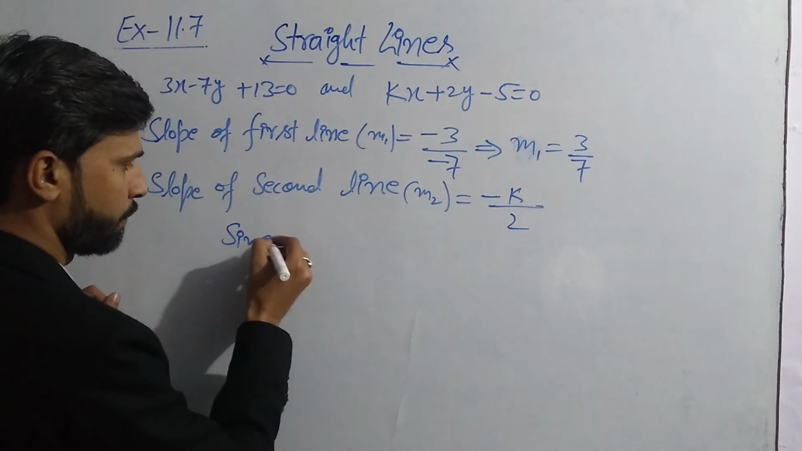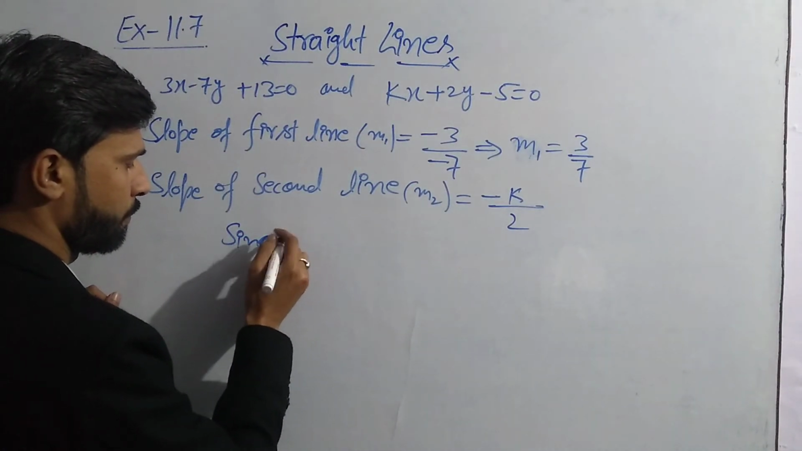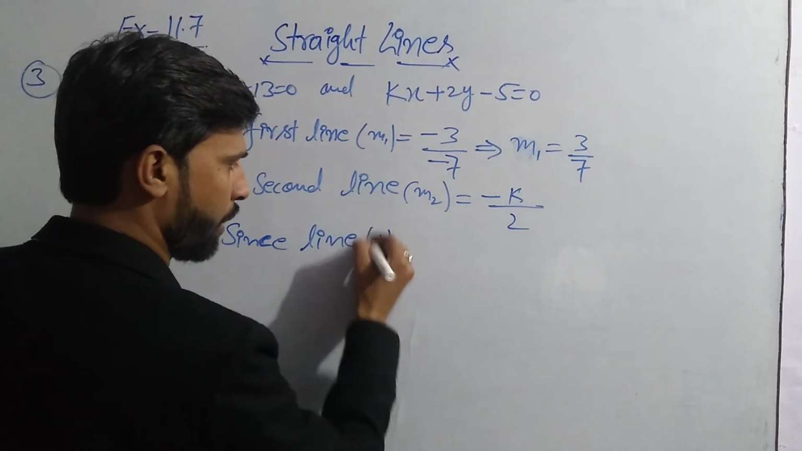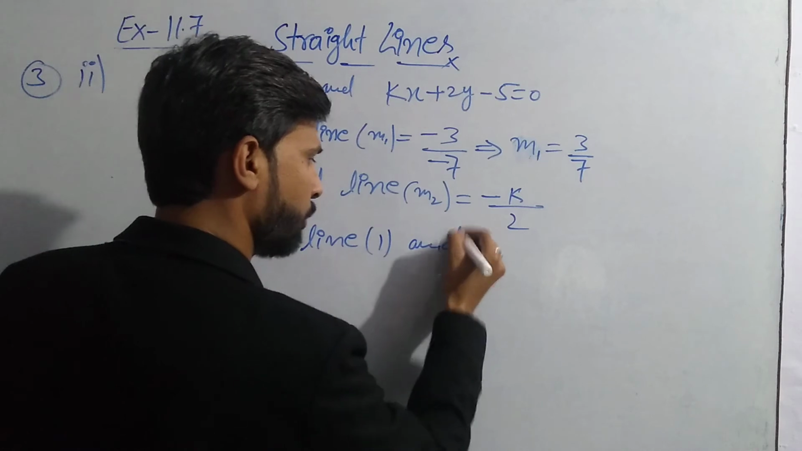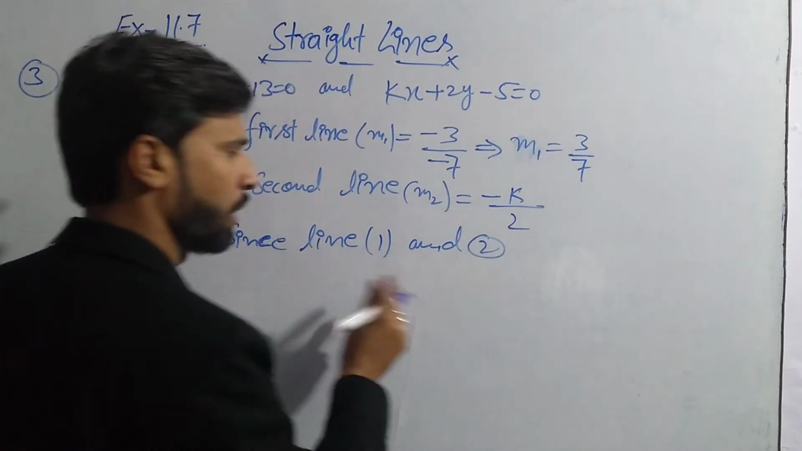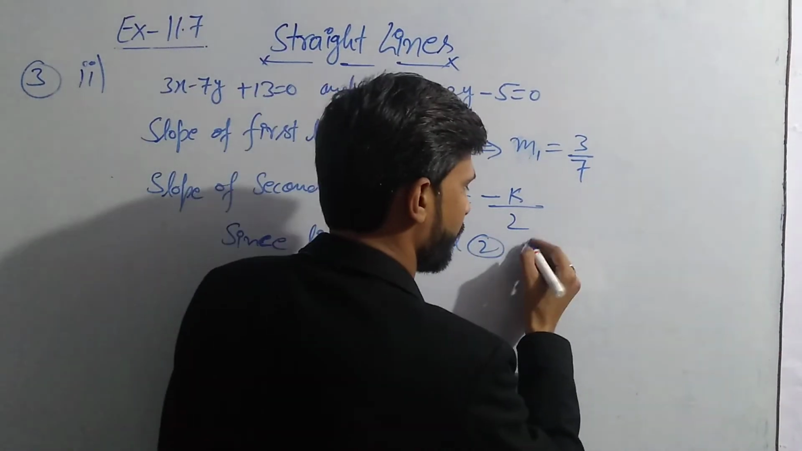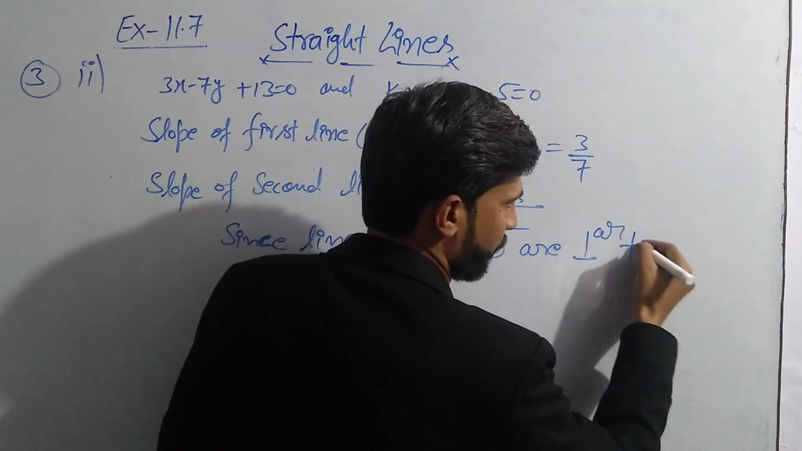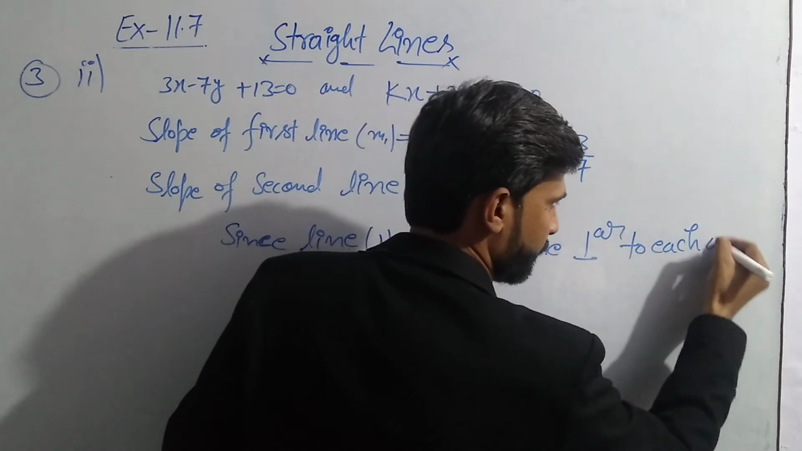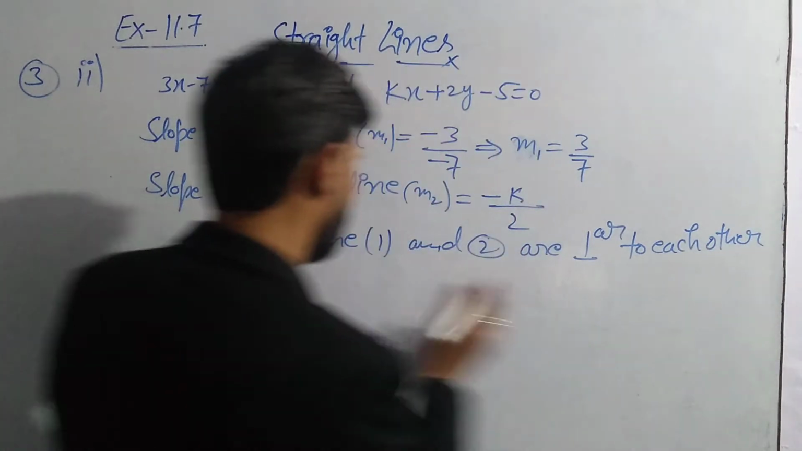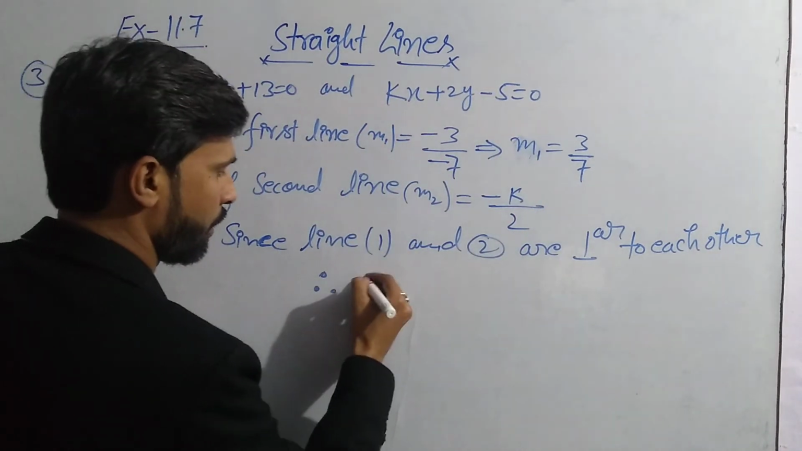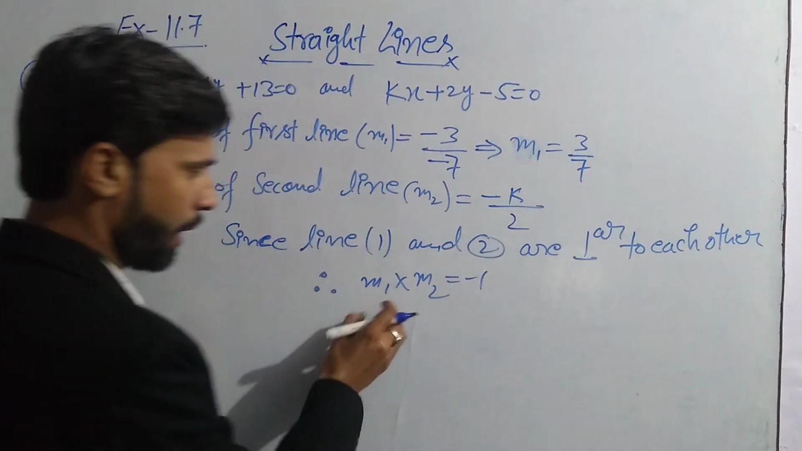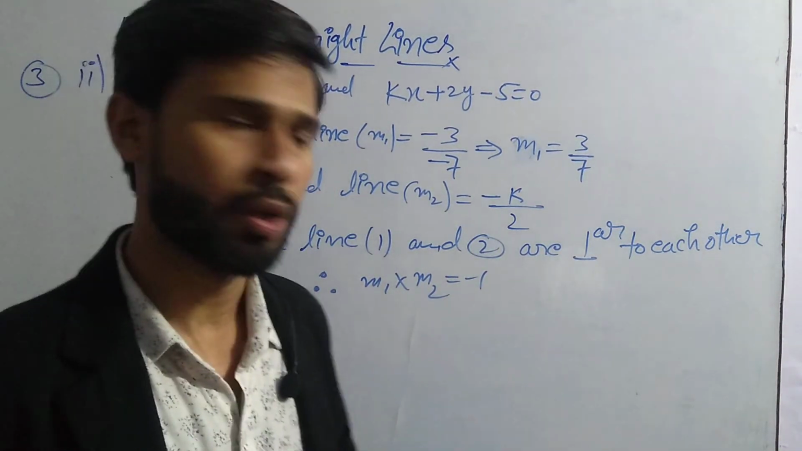Since line 1 and 2 are perpendicular to each other, therefore m1 m2 multiple gives minus 1. m1 into m2 is equals to minus 1.